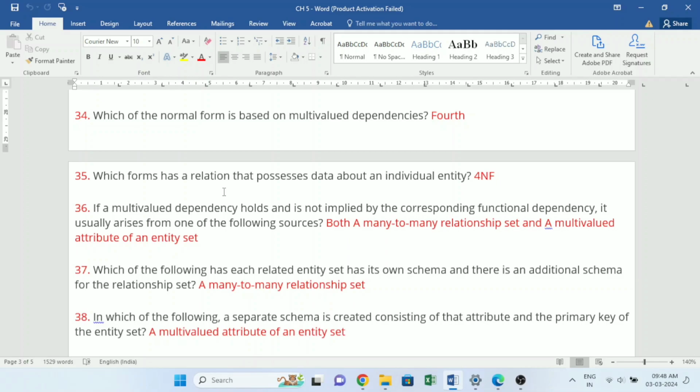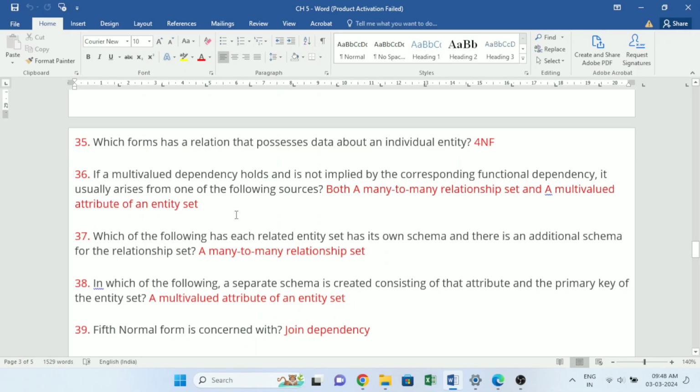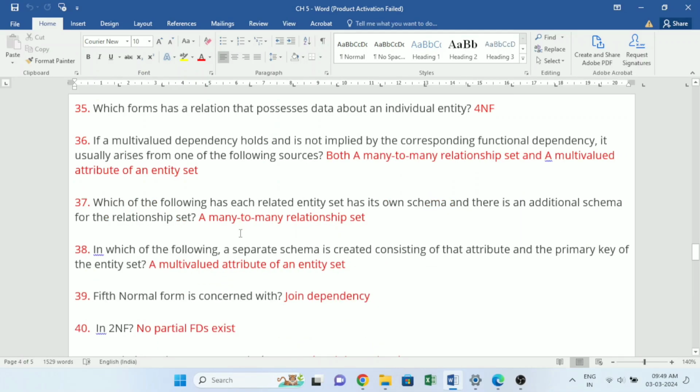4 NF. 36. If a multivalued dependency holds and is not implied by the corresponding functional dependency, it usually arises from one of the following sources: both a many-to-many relationship set and a multivalued attribute of an entity set. 37. Which of the following has each related entity set has its own schema and there is an additional schema for the relationship set? A many-to-many relationship set.